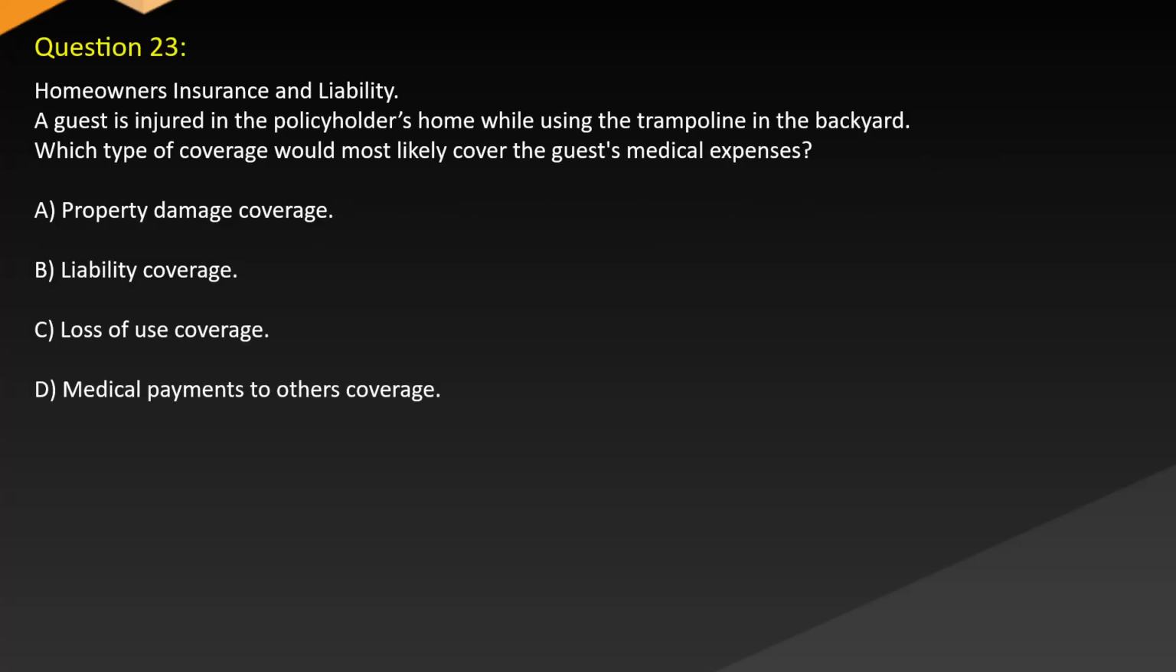Question 23. Homeowners insurance and liability. A guest is injured in the policyholder's home while using the trampoline in the backyard. Which type of coverage would most likely cover the guest's medical expenses? A. Property damage coverage. B. Liability coverage. C. Loss of use coverage. D. Medical payments to others coverage.